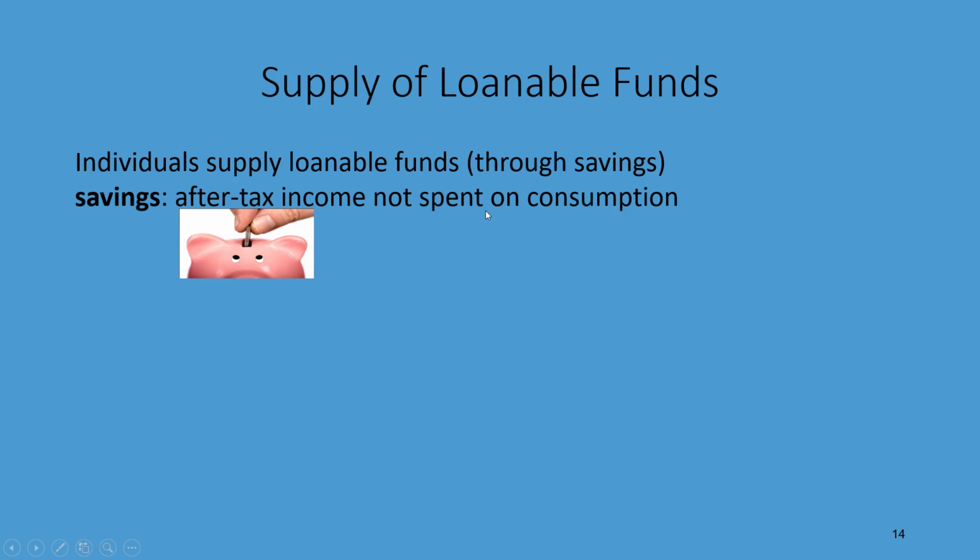Now, savings is any after-tax income not spent on consumption. In economics, after you make some money, you've got to pay your taxes. After you're done paying your taxes, whatever money you have left over, your net income, or what we call disposable income, is the money you actually get to choose what to do with. You can either consume or you can save. Anything that you're not spending on consumption, we call savings. So savings is any after-tax income that you are not spending.